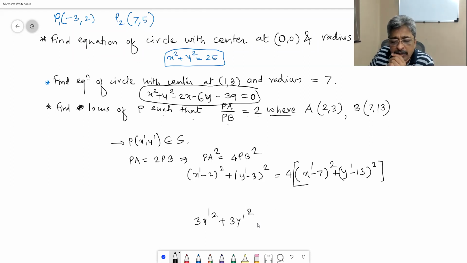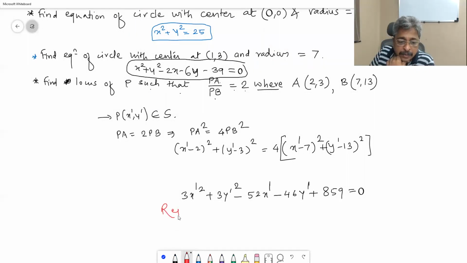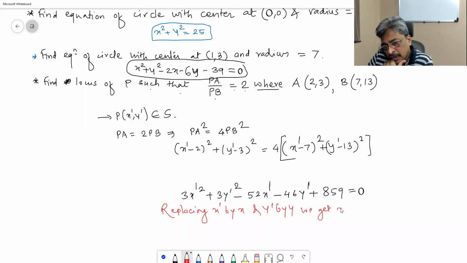Then what is the constant? Minus 52x', then minus 46y', plus 859. Then you are supposed to write replacing x' by x and y' by y, we get desired locus. Therefore equation. So I did it.